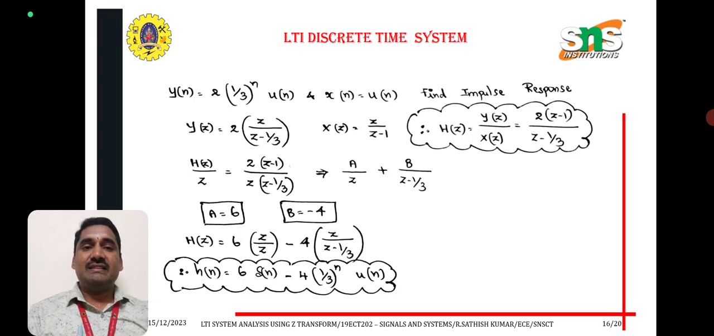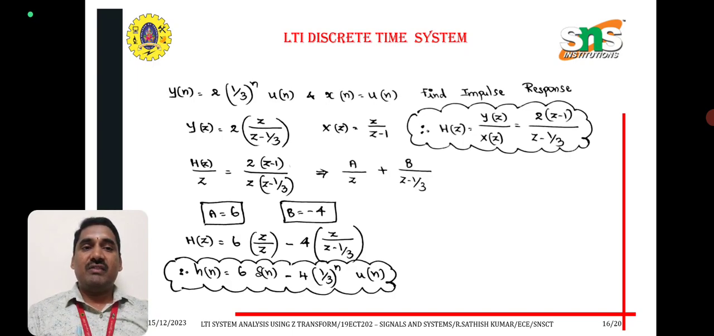First, we take the Z transform for y of n and x of n. We get Y of z equal to 2 into z divided by z minus 1/3, and X of z equal to z divided by z minus 1. Now we take Y of z divided by X of z. Therefore, H of z by z is equal to A divided by z plus B divided by z minus 1/3. Applying the values and solving for the roots, we get A equal to 6, B equal to minus 4.